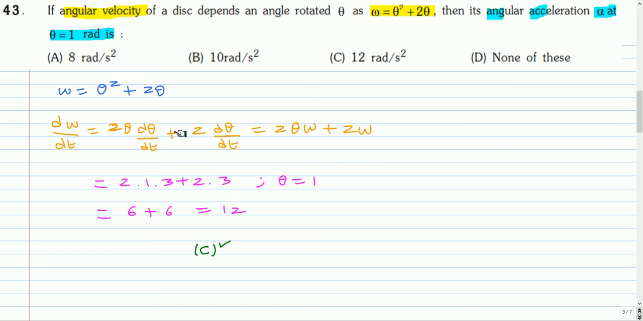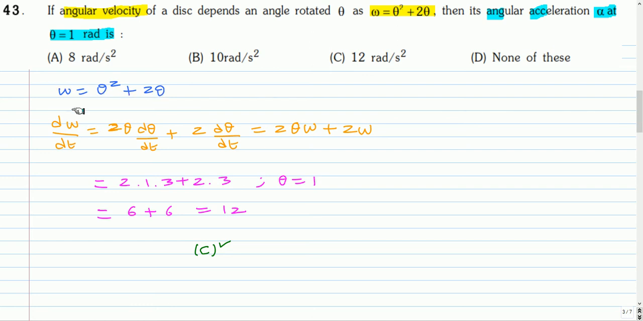This is the next question. If the angular velocity of a disk depends on the angle rotated theta as omega equals theta square plus 2 theta, then the angular acceleration alpha at theta equal to 1 radian is... The angular velocity omega is not constant, it changes with theta. Angular acceleration is the rate of change of omega with respect to time. So we have to find the angular acceleration at theta equal to 1 radian. Omega is given as theta square plus 2 theta.